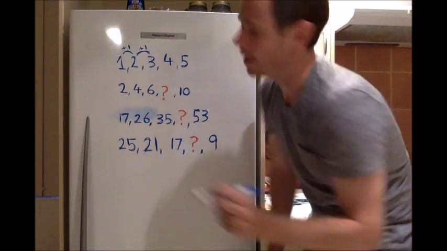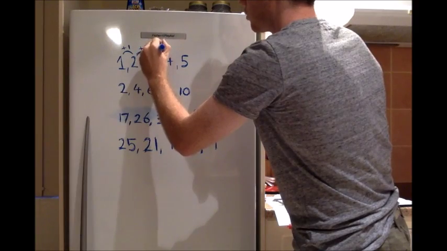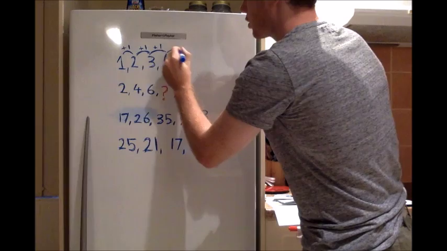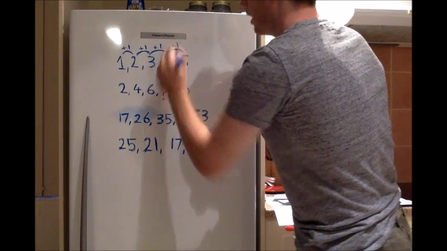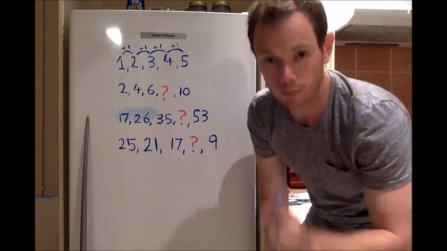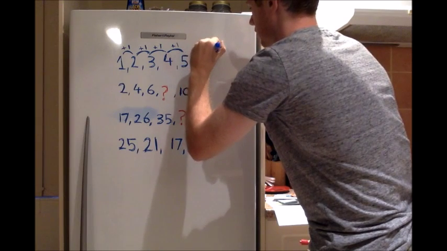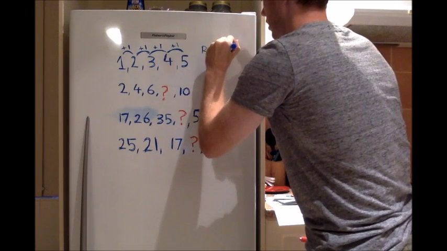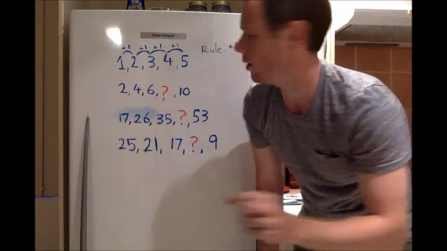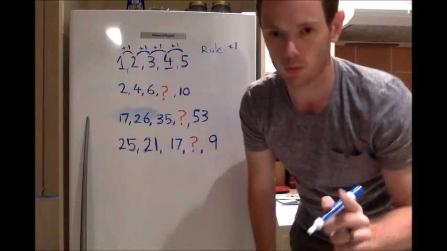Now, to test that to make sure it works, we continue on with what's called our rule, and that's how it changes each time. So our rule is it's going up by 1 each time, and we can see that each time our number goes up by 1. So our rule is plus 1. So we know our rule, and we knew very easily what our missing number was.